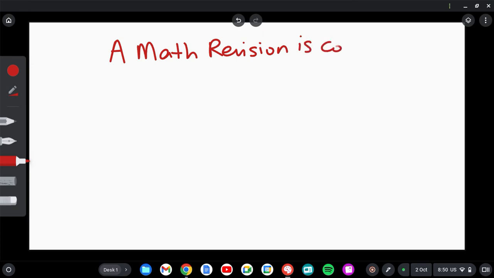Because of time, I have no time to cover problems from the textbook. So you need to cover them yourself. So that is the A math revision.